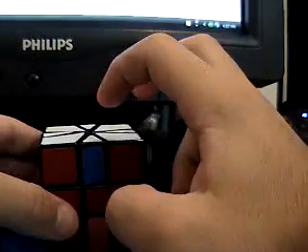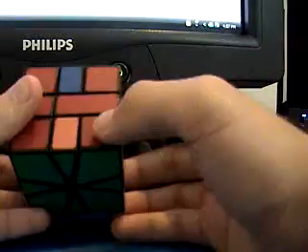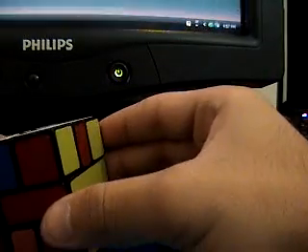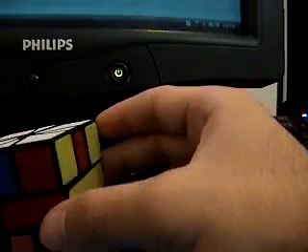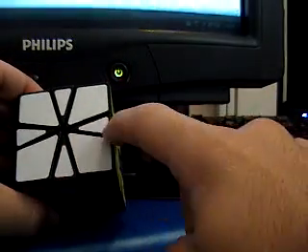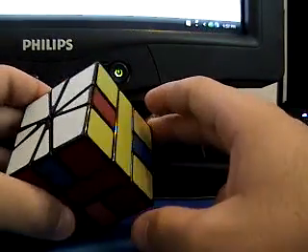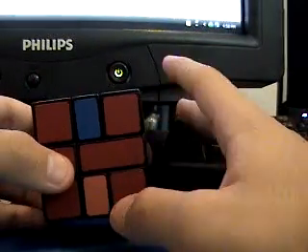So I was saying that now the edges, this is the fifth step. Yep, fifth step. So now the edges. For the beginner's method, you have to learn the first algorithm, which switches these two edges. Just those two. Nothing else, just those two. So that's for the beginner's method.